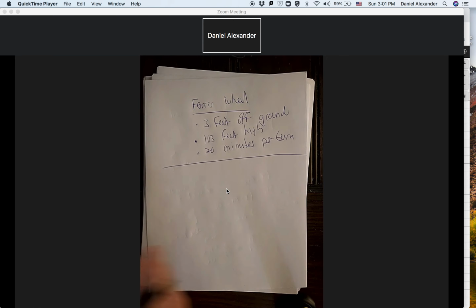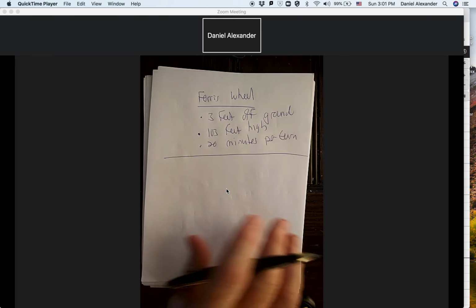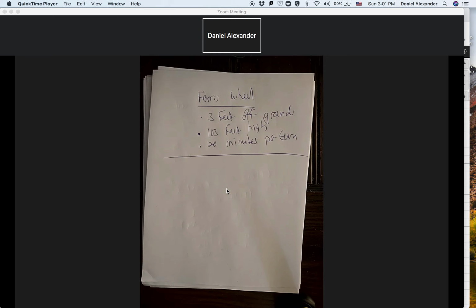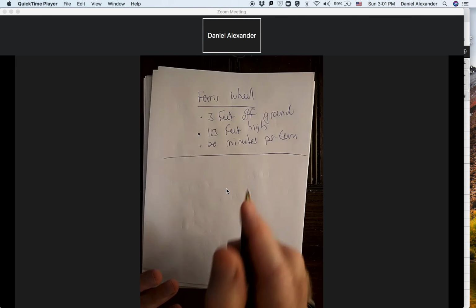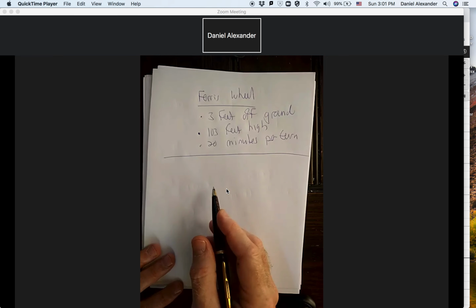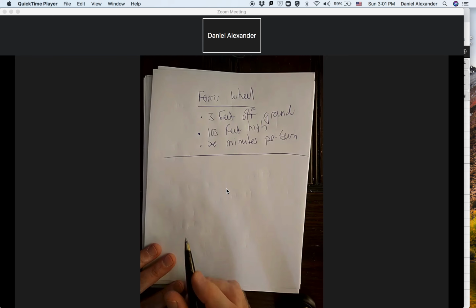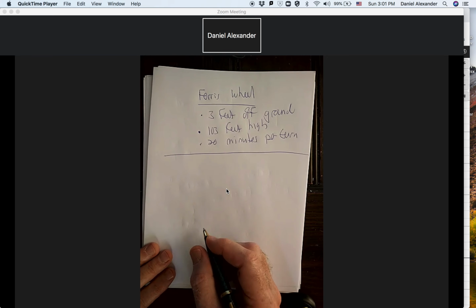This is the second application problem about the Ferris wheel. I want you to understand the problem, so I'm not just going to go there and answer it, which we could do. It won't take very long. I'm going to ask you to figure out what the graph describing this might look like. Our Ferris wheel is 3 feet off the ground, goes 103 feet high, and there's 20 minutes per turn.